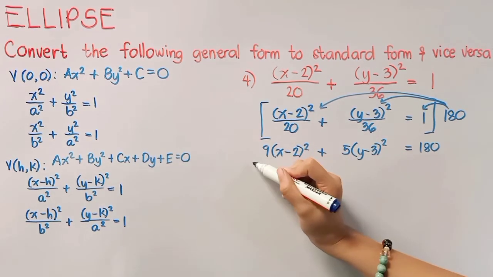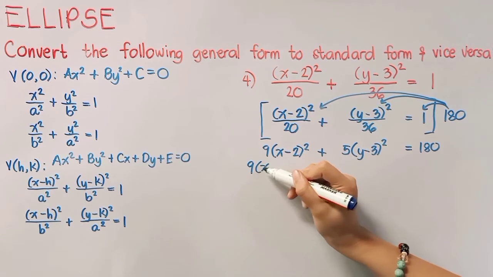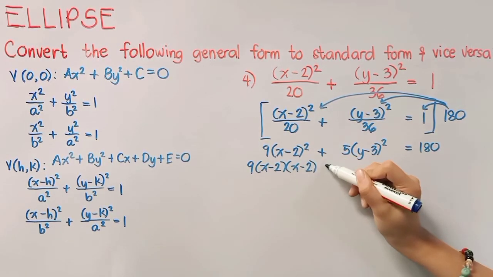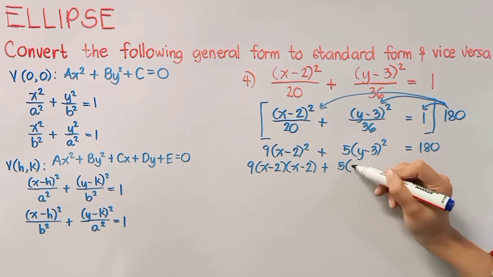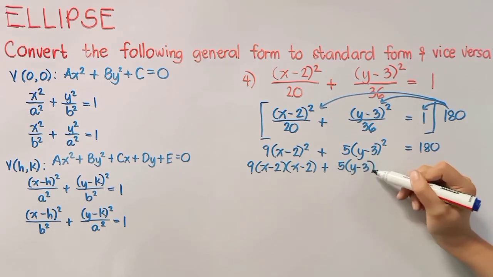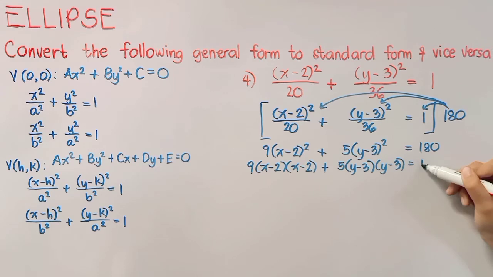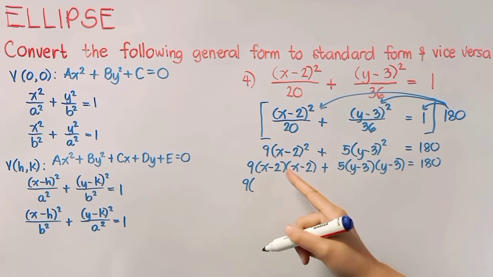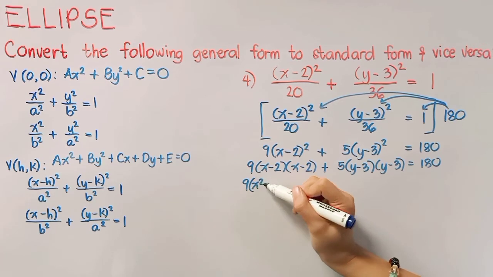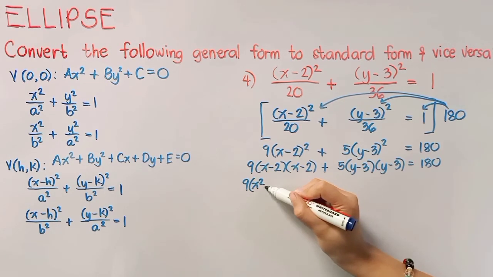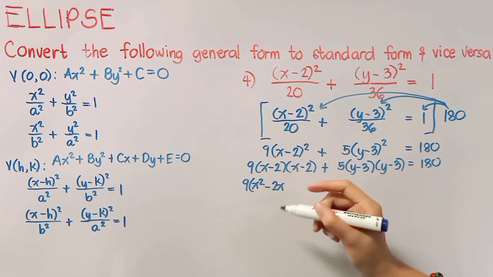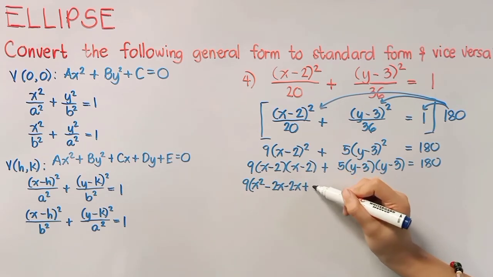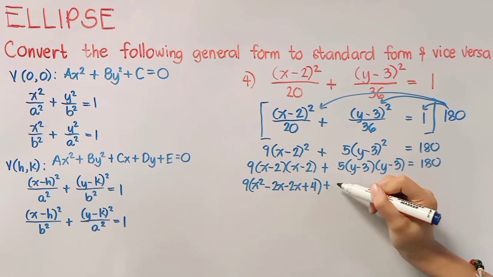Let us expand these binomials. So we have here x minus 2 multiplied to itself and y minus 3 multiplied to itself. Let us now proceed with FOIL method. X times x is x squared. X times negative 2 is negative 2x. Negative 2 times x is negative 2x. Negative 2 times negative 2 is positive 4.